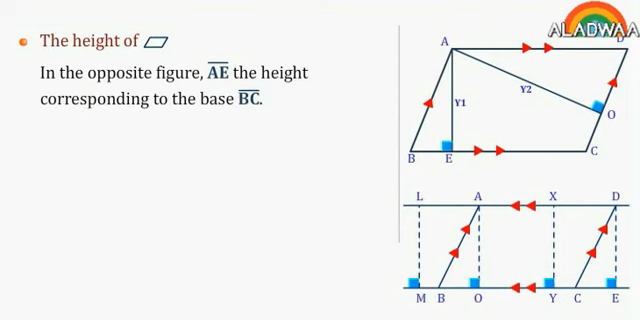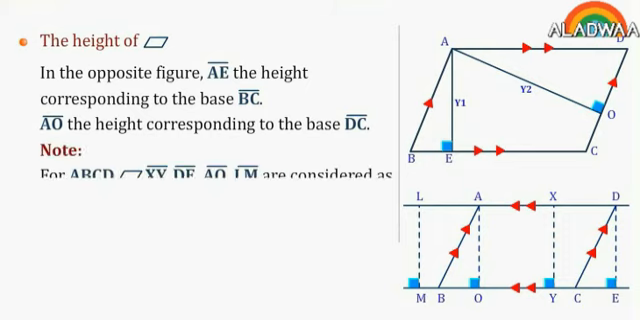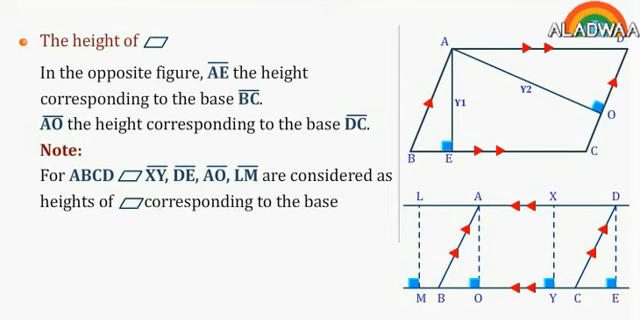the base DC. Note: for parallelogram ABCD, line segments XY, DE, AO, and LM are considered heights of the parallelogram corresponding to the base BC. DE equals AO equals LM equals XY. The relation between surfaces of two parallelograms.